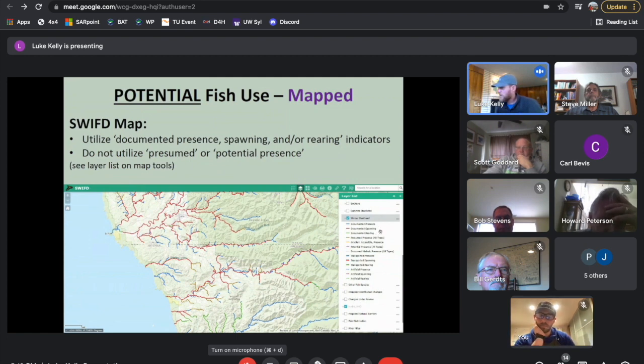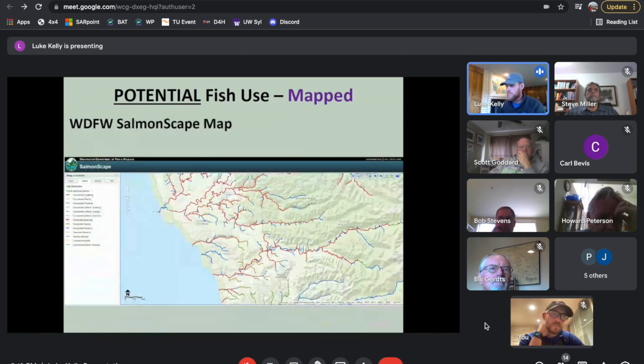Now, just below that in brown is presumed presence. That could be modeled multiple ways. There's also in purple, potential presence. That's likely modeled or could be fed by local knowledge. I would shy away from those, but if you find your site looking at this map and it is documented presence, spawning, or rearing, yes, fish use potential. That's a really easy one to go for. So there's the Swifty, and it's fun to play around with this too. There's a lot of information here, especially when you start zooming in.